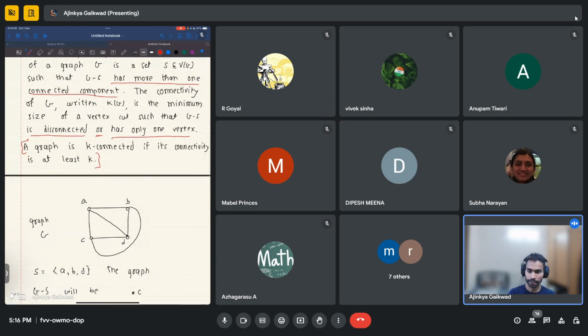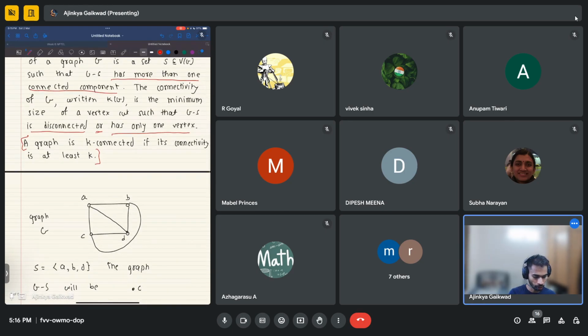So in the case of a complete graph, I need to add something extra in the definition, which is this: has only one vertex. In a complete graph, there is no way you can remove vertices and get two connected components, because no matter which vertices you have in two different components, there will always be an edge. So the vertex cut of a complete graph of size n is always of size n minus 1. In this case, it is of size 3, because this is a complete graph of size 4, right? I hope this is clear.